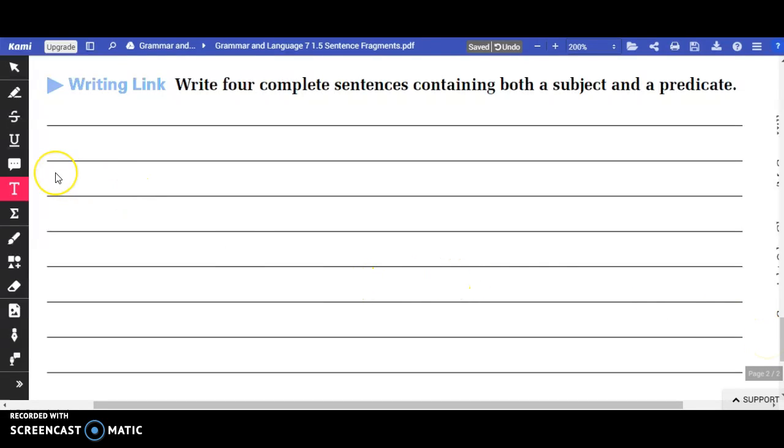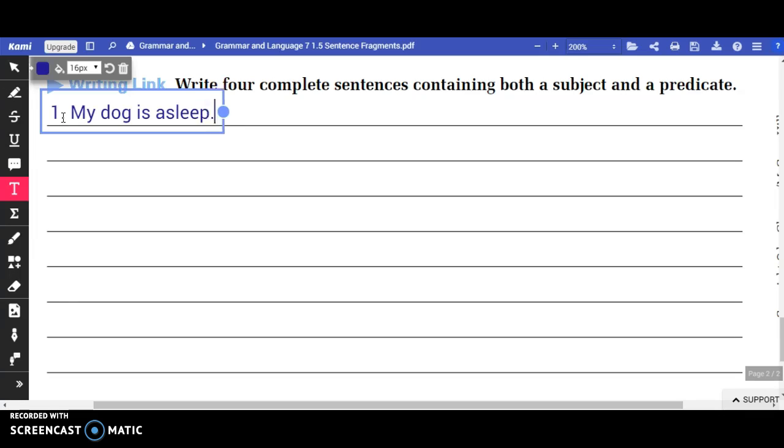The last question is writing link. It says, write 4 complete sentences containing both a subject and a predicate. For each of your sentences, I would like you to number your sentence. So for sentence number 1, an example might be, my dog is asleep, because that's what's going on right now while I'm making this video.